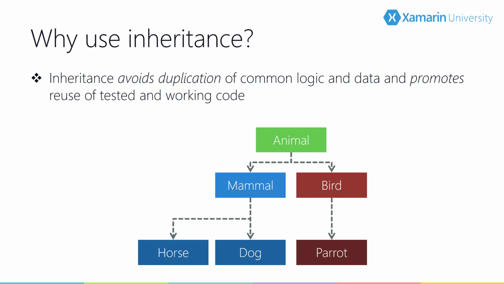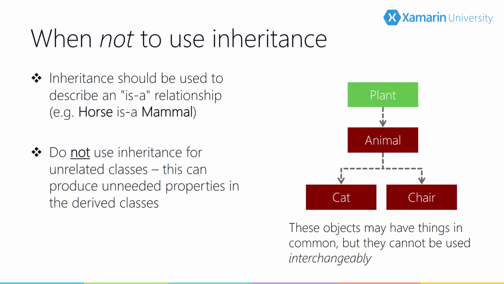We can carry this even further by having our derived class be the base class for an even more specialized class. The class at the bottom of the tree inherits everything from the classes directly above it. So dog gets everything from mammal as well as everything from animal. When you're deciding to use inheritance, you can think of it as an is-a relationship. We need to be careful not to use inheritance for unrelated classes, because this can cause problems when we try to use them interchangeably, as we'll see in a little bit.